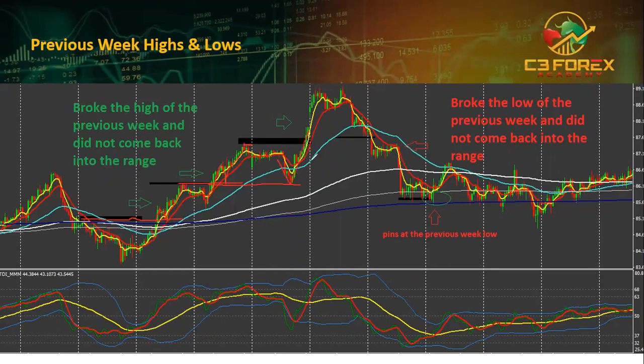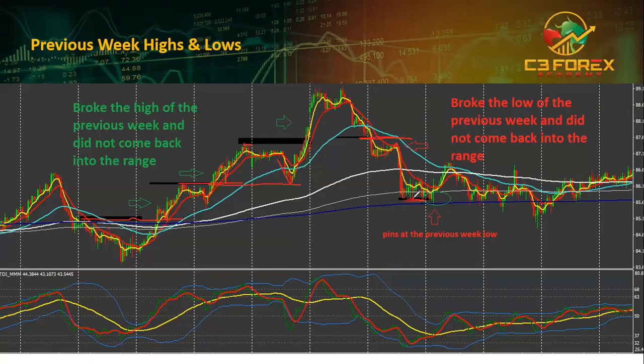Then it gave you a gap. It gapped above the previous week high and then spent the week making its move back inside of the range. It didn't get there this week. The following week, it broke the low. This is the low. It broke the low with a big momentum push and made its move back up, but it didn't really retest the low. It just kept dropping.